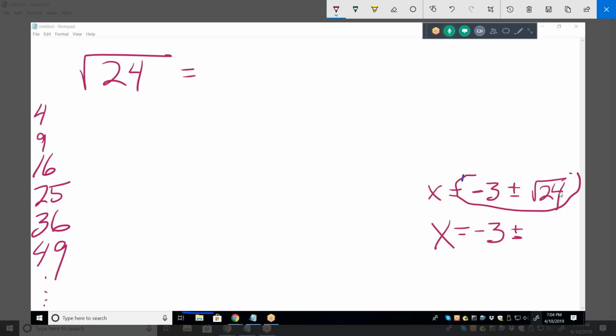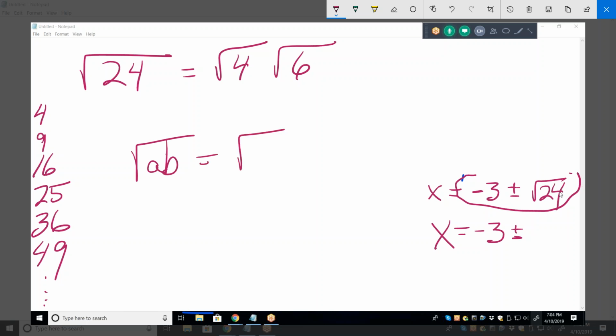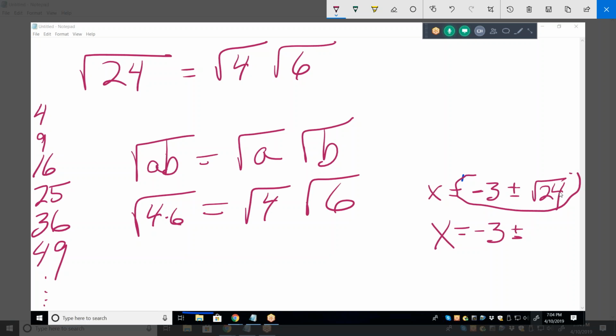No. Why not? 4 goes into 24 6 times. That's what I mean. In other words, whenever you have the square root of a number, the square root of a times b is always equal to the square root of a times the square root of b. So I'm separating the a and the b. The a and the b were 4 times 6. So that's equal to the square root of 4 times the square root of 6.